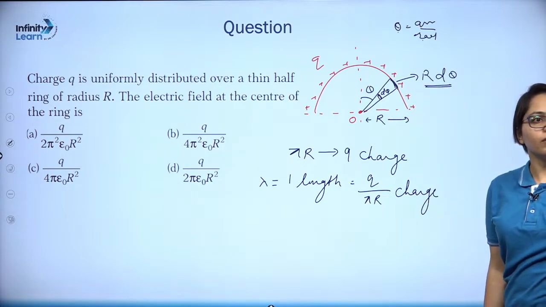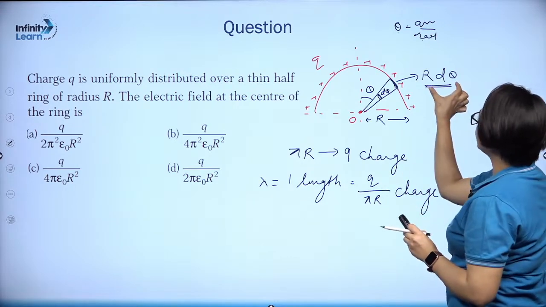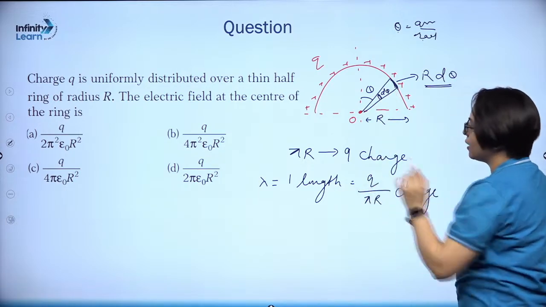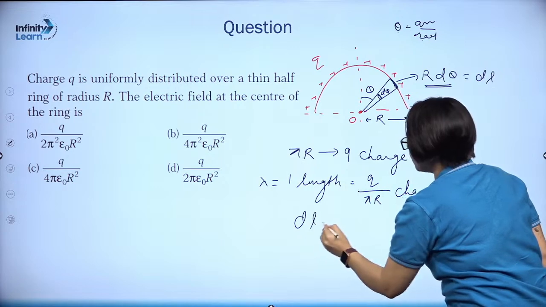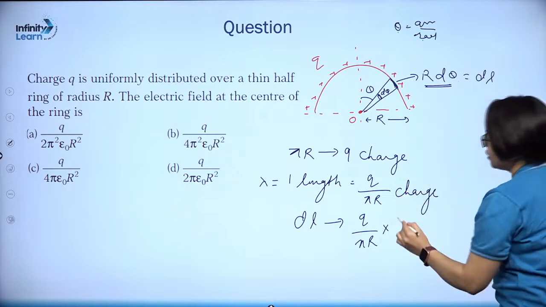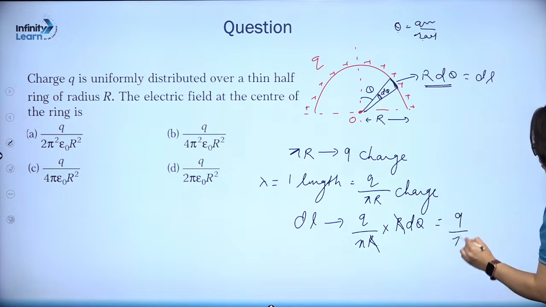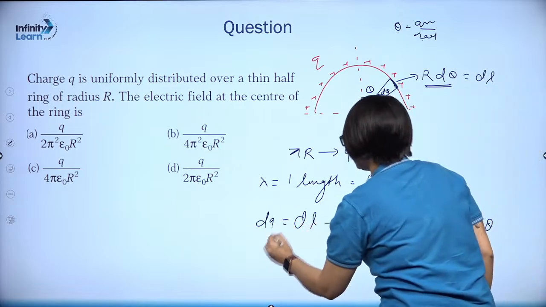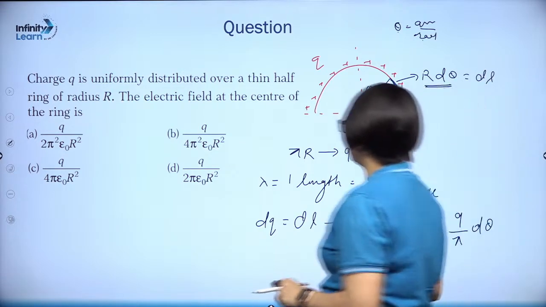ठीक है बेटा? Now come to this point. If unit length has this much charge, then this much length will be having what charge? है ना? If unit length has q upon pi r charge, then this, let's say length is dl, very small length dl. dl length will be having charge on unit length into length of the wire, which is r d theta. है ना? r cancel. So it is q upon pi into d theta. So this is the very small charge on this element over here, which is dq. Fine. This is the very small charge on this element, which is dq.